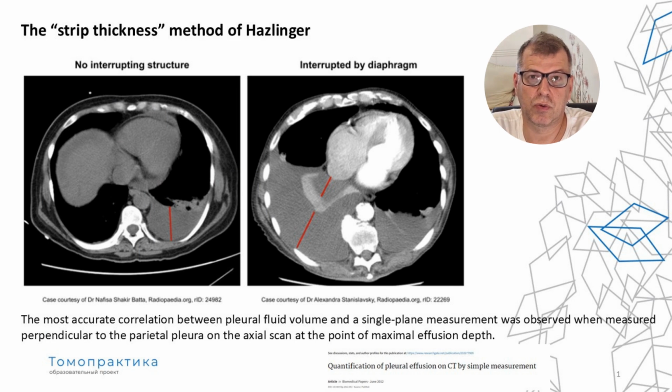So here's another option that works almost anywhere, the Hazlinger stripe thickness method. The idea is really simple. You take an axial CT slice, measure the maximum depth of the effusion perpendicular to the parietal pleura, and then put that number into a formula. Or even better, just check a lookup table.